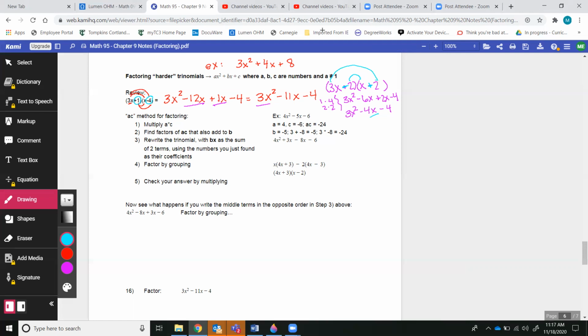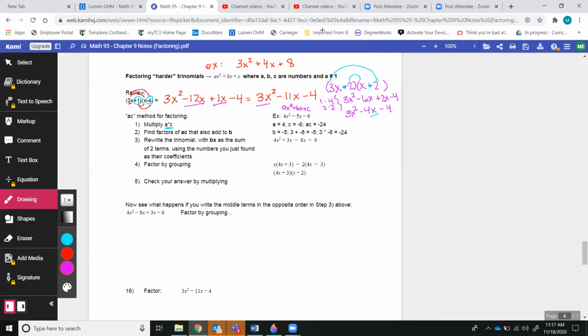Okay, so the first step is that we multiply A times C. Well, what do A and C mean? Remember that we can call this ax squared plus bx plus c, right? That's our format of a trinomial. So a is 4, b is -5, c is -6. So I want to multiply a and c. You can see that I wrote out what I had here. A is 4, c is -6. So 4 times -6 is -24.